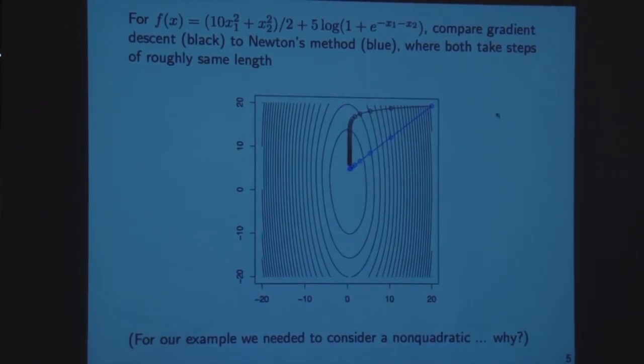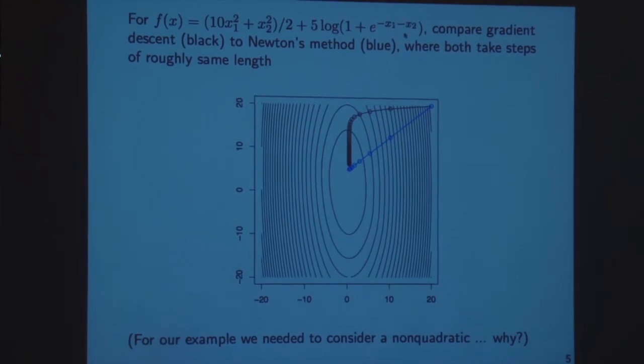So the reason I didn't take the same example, so in the gradient descent lectures, I just took this part as my function. I showed you a bunch of kind of convergence plots to give you some intuition for what gradient descent was doing. I had to add this term, 5 log 1 plus e to the minus x1 minus x2 for this example. Why did I have to add that? Why couldn't I have just minimized f of x with gradient descent in Newton?